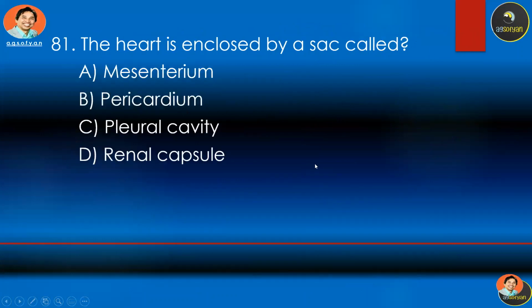The heart is enclosed by a sac called A, B, C, or D. Okay, remember, heart is cardio. So look for that. Usually it will tell you the name. So cardium over here. So the sac of the heart will be called the pericardium.